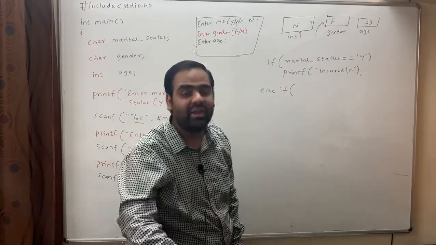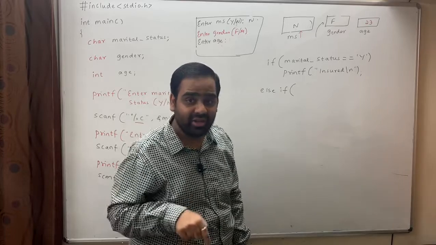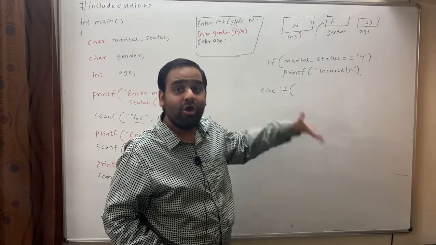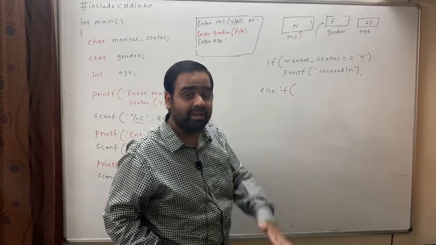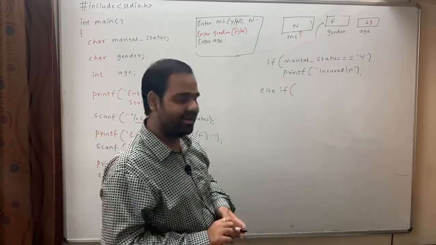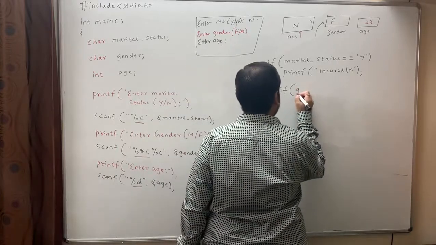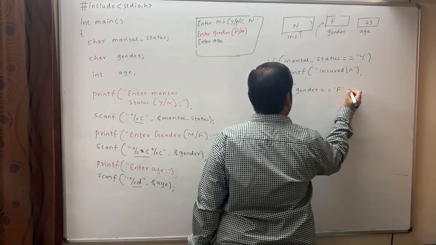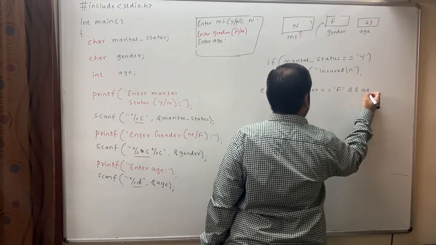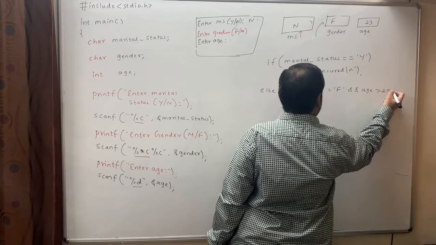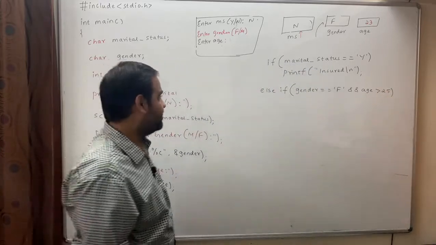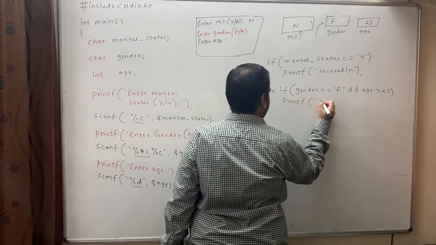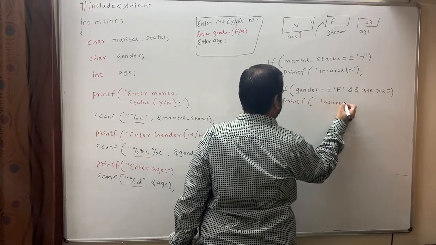Is it necessary for me to check whether the employee is married or unmarried? No. If I reach the second condition, it means the employee is unmarried. Therefore, I can just check else if gender is equal F and what should be age? Greater than 25. And age greater than 25, I can write over here printf insured.